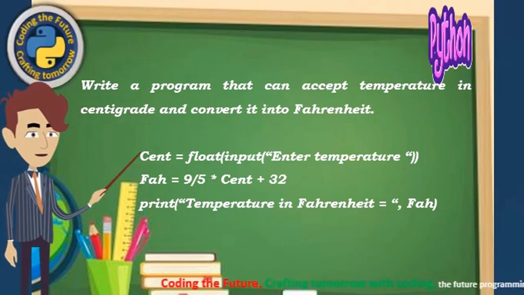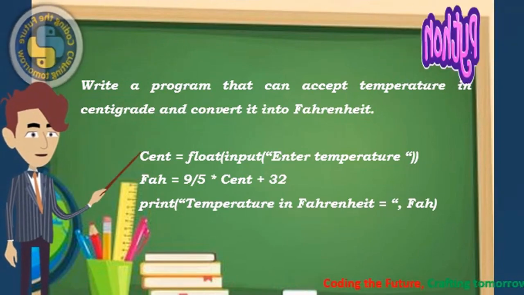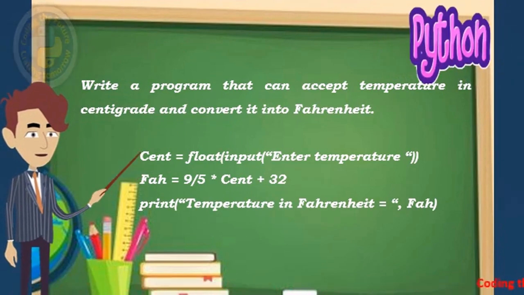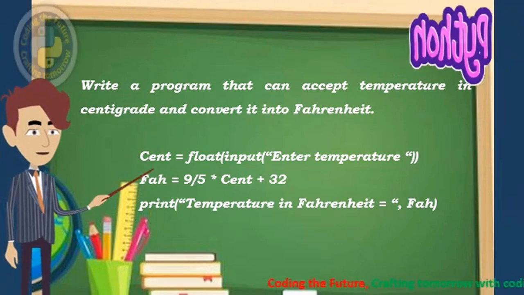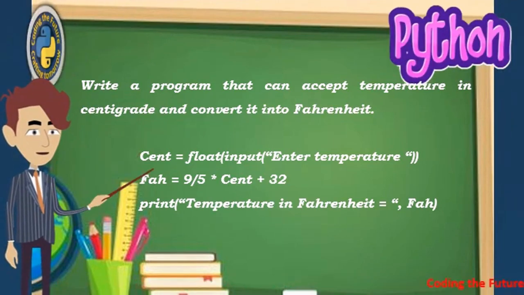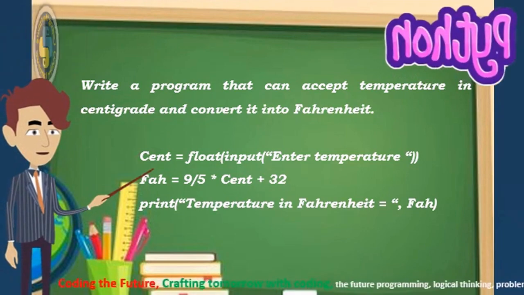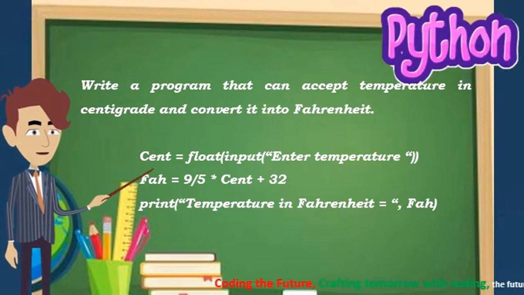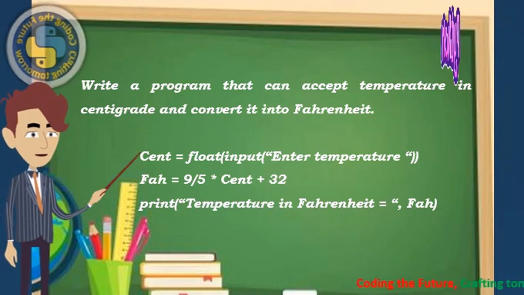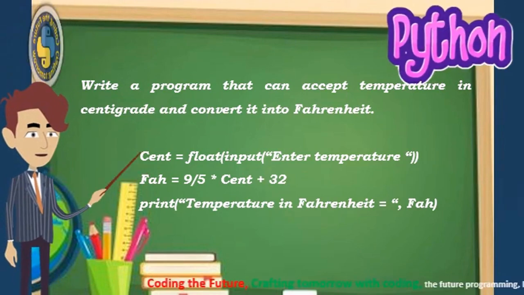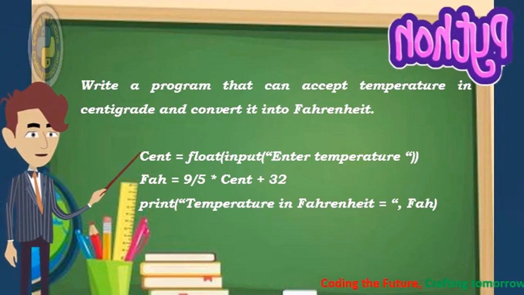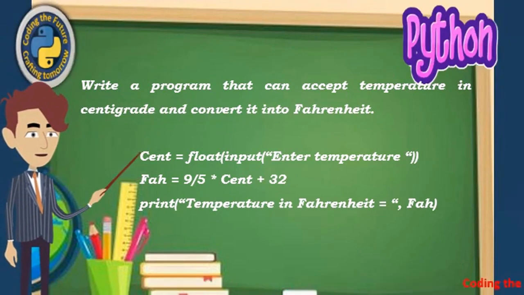Now you notice one thing, that the formula has changed. Now we will enter a centigrade value, that will be converted into Fahrenheit. Last is the print method with the message "temperature in Fahrenheit". The message will be displayed as it is, and the variable Fa will display the result of the formula. It's time to go to Python to run our code.